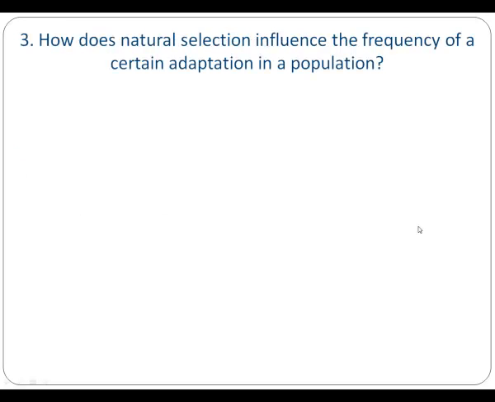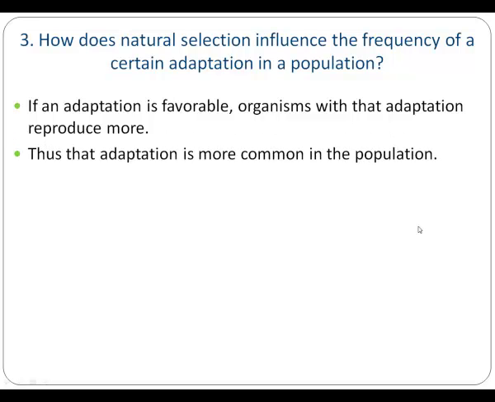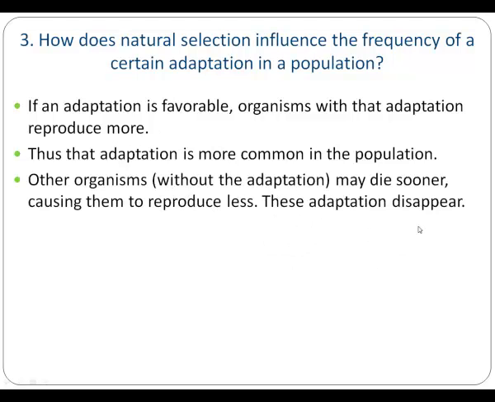How does natural selection influence the frequency of an adaptation in a population? If an adaptation is favorable, any organism that has that adaptation will reproduce more. Thus, that adaptation is more common in the population. Other organisms without the adaptation may die sooner, causing them to reproduce less, so that adaptation is going to disappear.